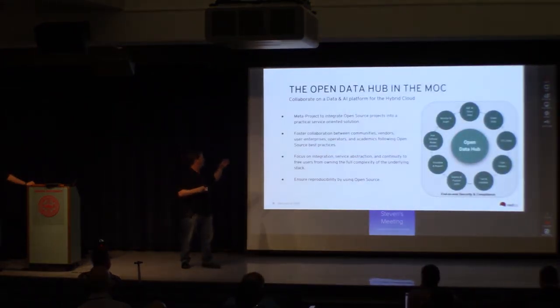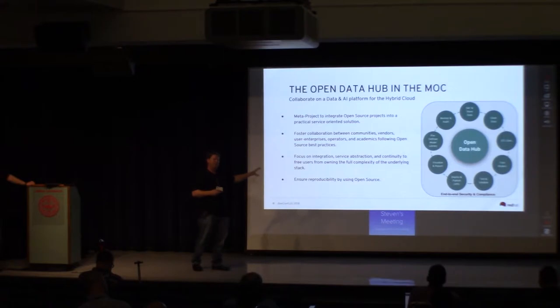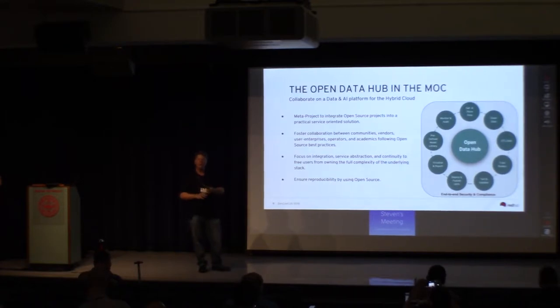There we go. So these are the concepts behind the Open Data Hub in the Massachusetts Open Cloud and the Open Data Hub project in general. What it's designed to do is basically give you capabilities when it comes to data ingestion, normalization, and storage. Data exploration around reporting and analysis, and then analytic and lifecycle management around data science experimentation, publishing that into services, and managing the workflow therein.